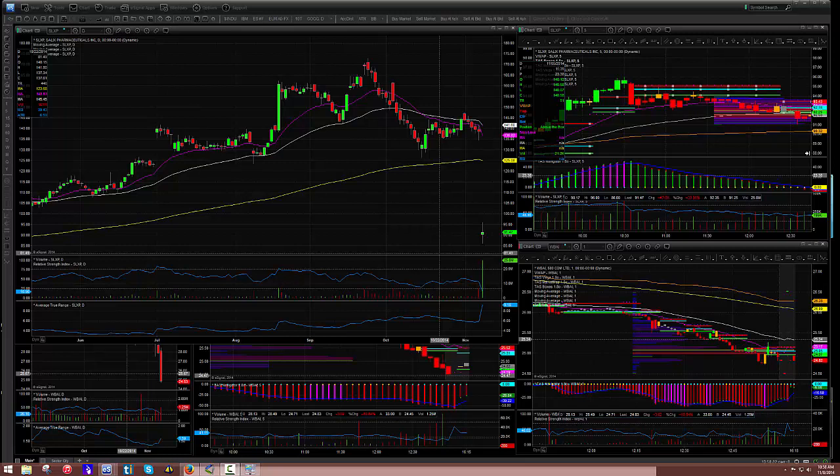I always try to cherry pick the best possible setups, just because options do generally involve a lot more risk, and I try to control my risk, manage my risk, and maximize my gains.